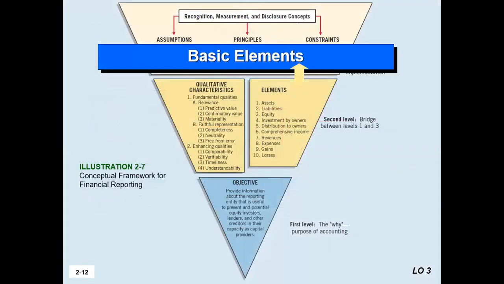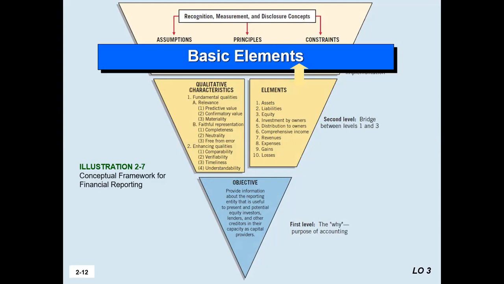All right, so the basic elements. So you'll notice on here we have 10 basic elements that are listed, and many of these I know that you've heard about already from principles of accounting. And again, now we're going to get more in depth into it, and we're going to talk about some of these different things. But assets, liabilities, equity, investment by owners, distribution to owners, comprehensive income, revenues, expenses, gains, losses.